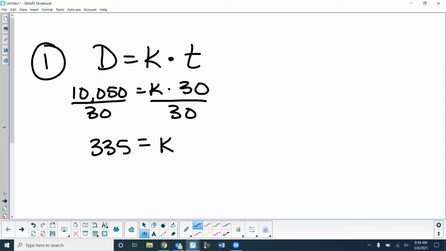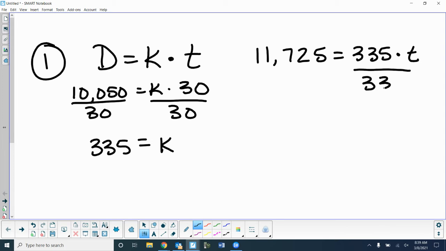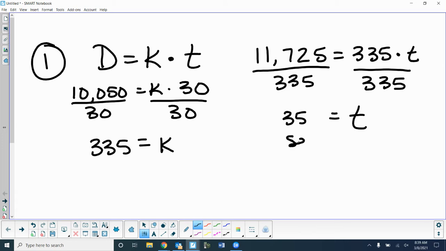How long will it take for the sound to travel 11,725 feet? So the second part, your distance, your constant, and you're looking for the time this time. Right, so make sure you do part 2 of it. Divide by 335. And it takes 35. That's seconds.